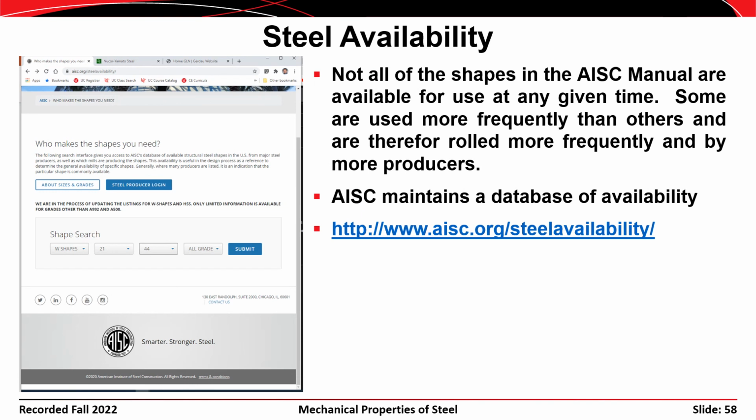All right, now I wanted to mention that there are a lot of different cross sections that are available in the AISC manual. Not all of them are available for use, however. I don't know how many are actually in the manual. There might be 1,000, but my guess is that if there are 1,000 sections available, there's probably only 300 or 400 of them that you could actually order and have on a job site at any given time. So just because they're in the manual doesn't mean that there are actually steel mills producing them.